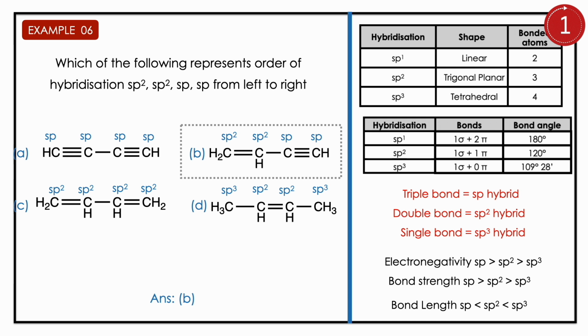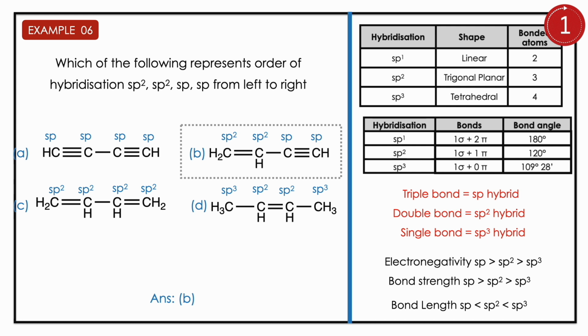If you look at A, all are sp because all carbons are connected with triple bonds. So all are sp. If you look at the B choice, the first carbon is connected with a double bond, that is sp2. The second carbon is also the same, sp2. Then the triple bond, sp and sp. So that would be our answer.